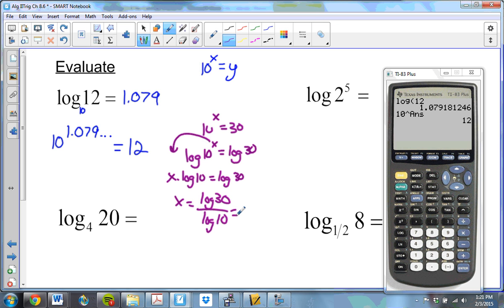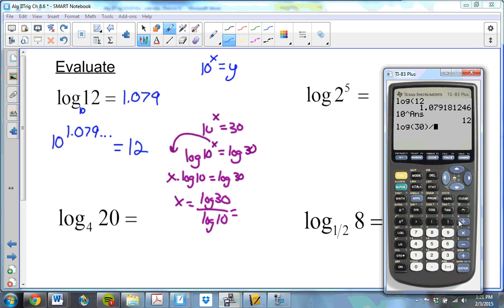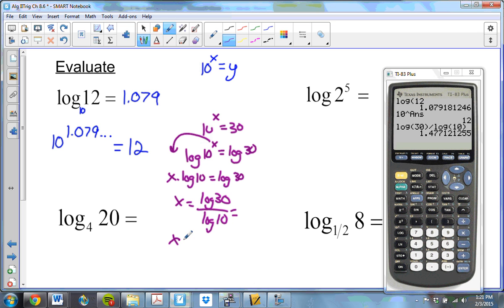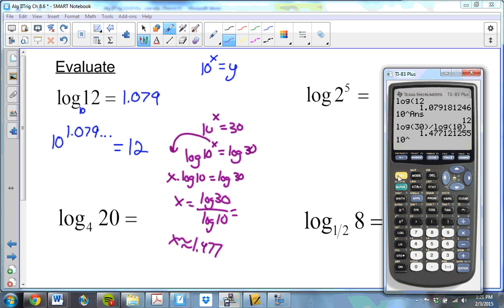Log 30 divided by log 10. Log 10 is actually 1, for whatever that's worth. I get 1.477. If I do 10 to the previous answer, I get 30.